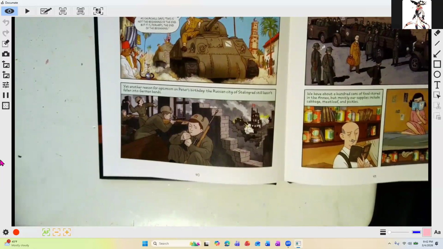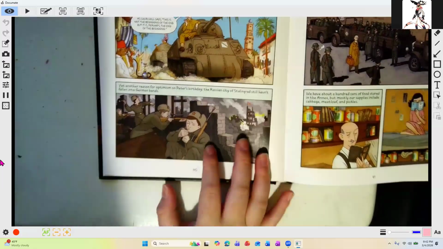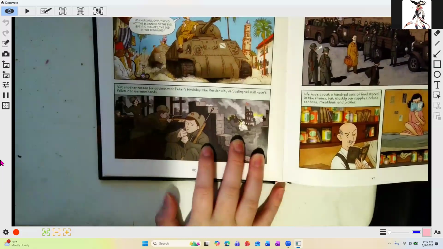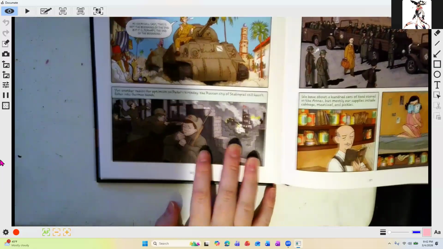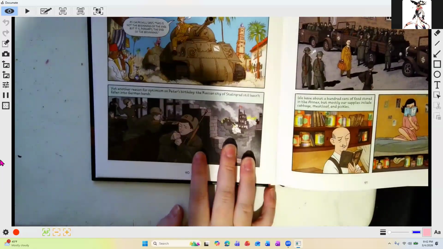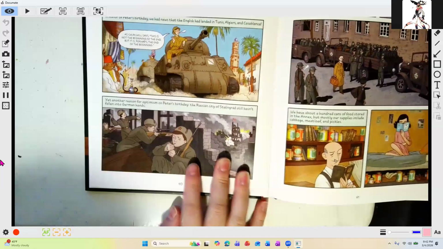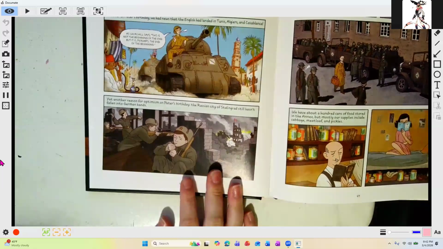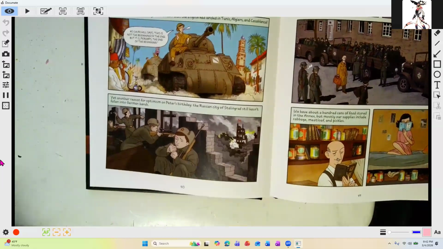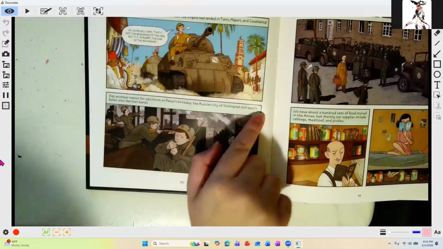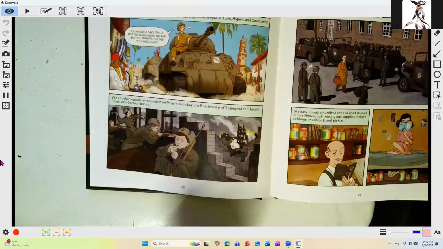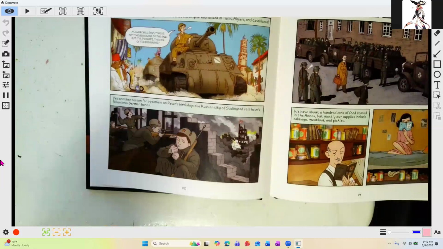But from the text, it shows us yet another reason for optimism on Peter's birthday. The Russian city of Stalingrad still hasn't fallen into German hands, so it looks like they might be having a war with Russia, maybe. You know, this text right here.